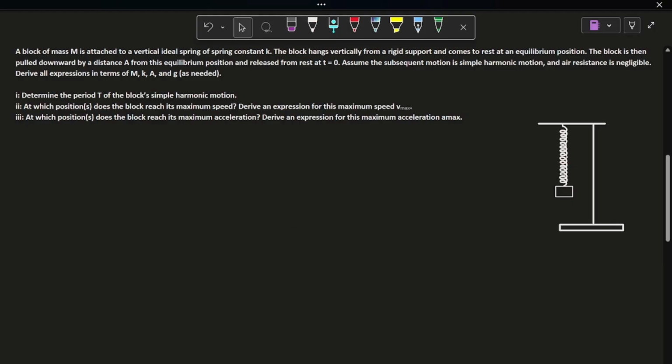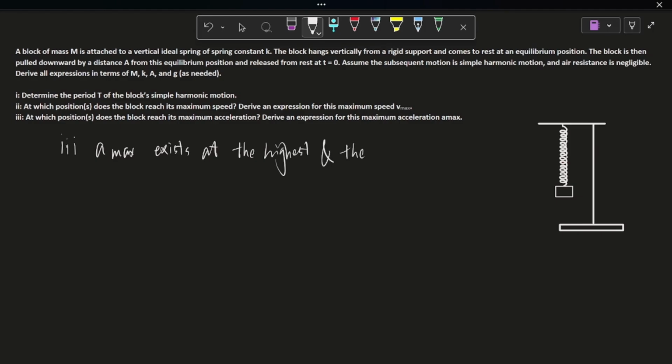Part 3 is asking when the block will reach its maximum acceleration. We already know that the maximum acceleration will be achieved when the spring force is at its maximum magnitude. So we can just write for part 3, a max exists at the highest and the lowest position of the block.